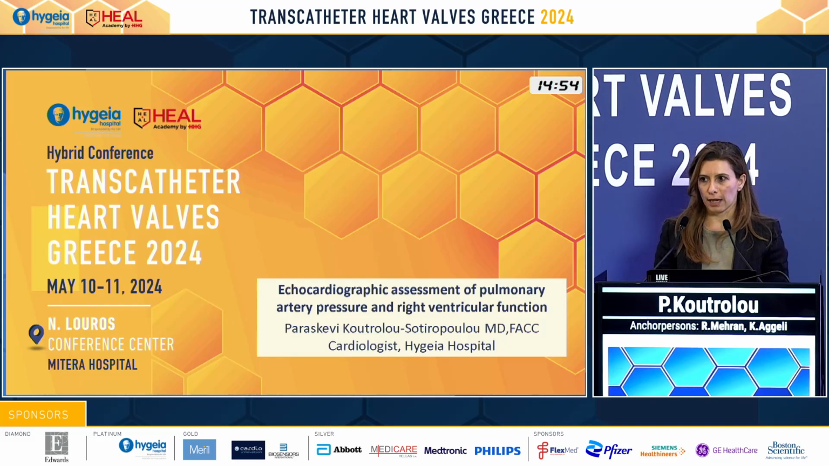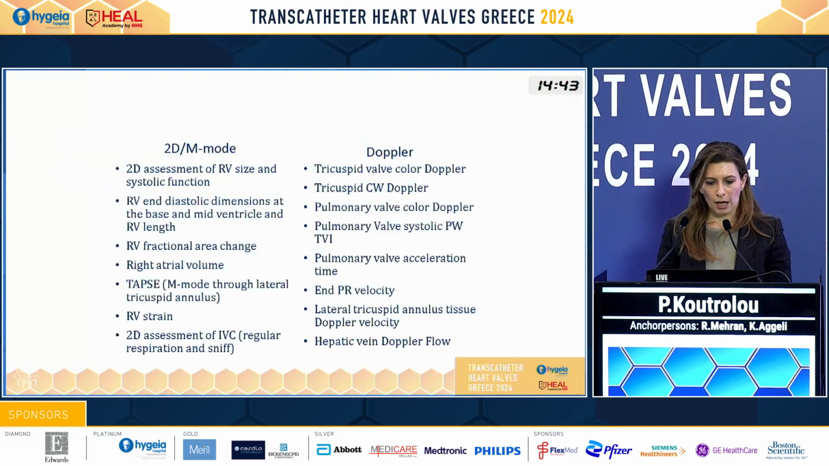So my talk within the next few minutes is going to be more echo assessment of the systolic function of the right ventricle as well as a measurement of the pulmonary artery pressure. With echocardiography, we can do, as you can see here, a lot of measurements with the 2D, M mode, as well as Doppler. Many of those things that we see here, we're going to discuss within the next few minutes.